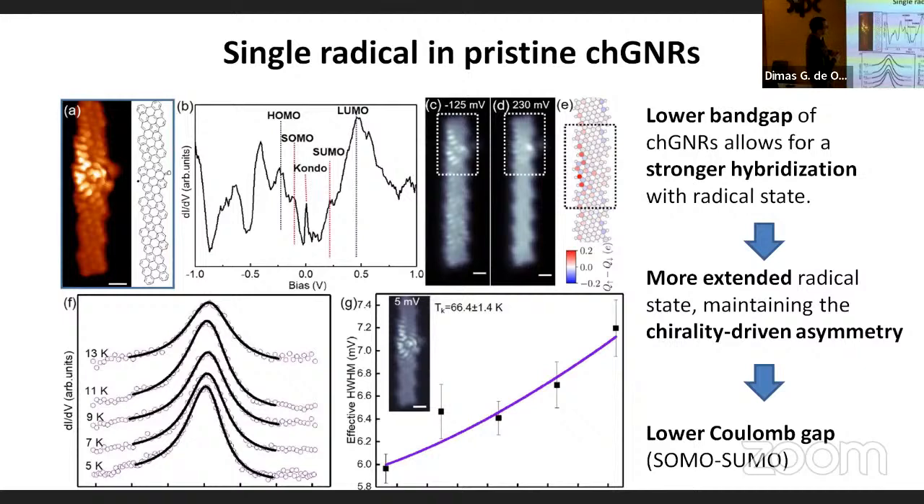But maintaining a clear chirality-driven asymmetry. So we see that the spin density extends more in one direction than in the other. So there is a clear fingerprint of the chirality. We see that the SOMO-SUMO gap is much lower in this case than in the other case. That's because the states are much more extended. And then the Coulomb gap, so basically the distance between the SOMO and the SUMO, is the Coulomb repulsion of having one electron or having a second electron in there. And because you have a more extended state, it's lower in this case than in the previous one.